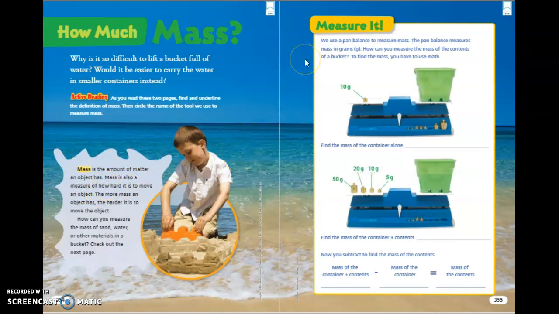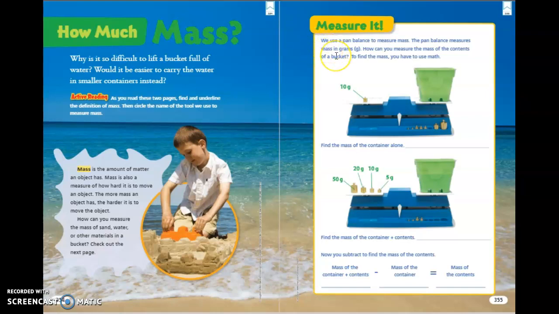Let's go ahead and look at page 355. Now we're still looking for how do they measure mass. So when we see that, we're going to circle that. Measure it. We use a pan balance to measure mass. Oh, did you see what I saw? You should have circled pan balance. Pan balance is the thing they use to measure mass.